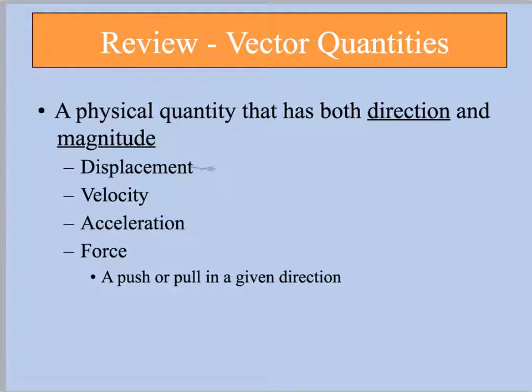Displacement is an example of a vector quantity. Velocity is an example of a vector quantity. Acceleration and force as well. These, of course, aren't the only vector quantities, but these are the ones we tend to come across in physics more than anything. This is the general definition of a force: a push or a pull in a given direction. We'll define it a little differently when we get to the actual force unit, but for this unit, we can stick with this definition.